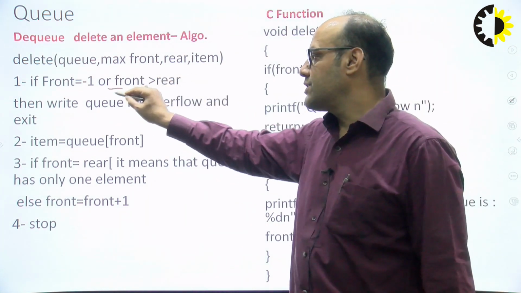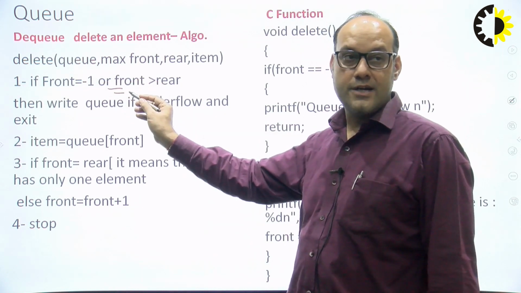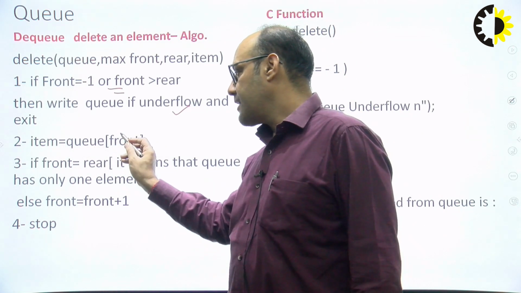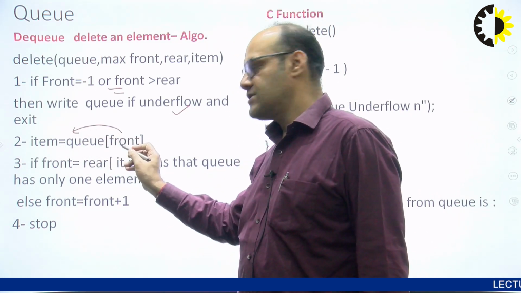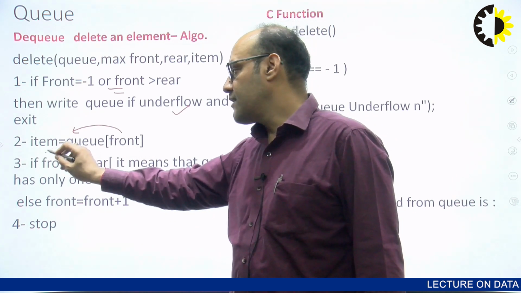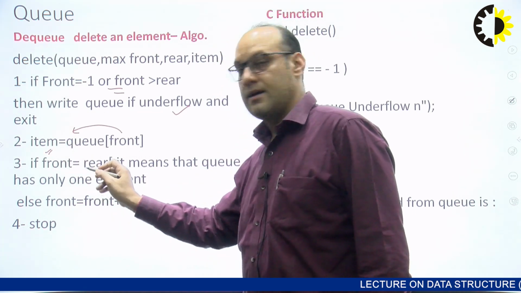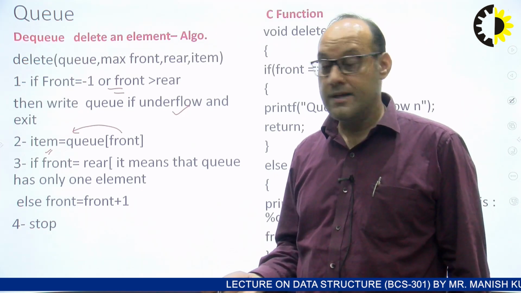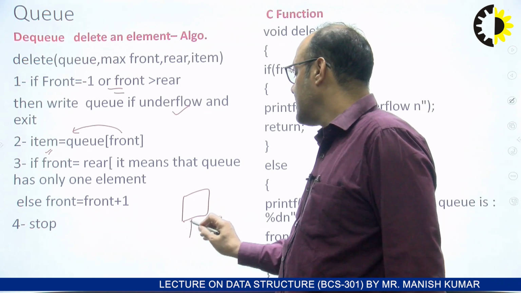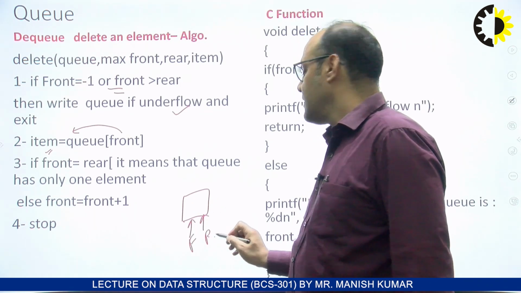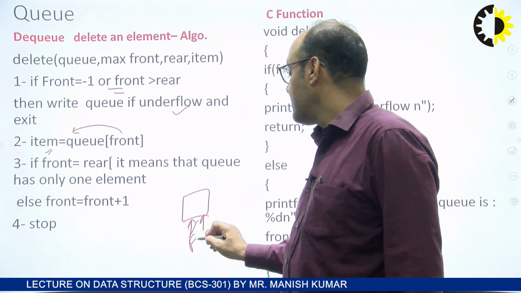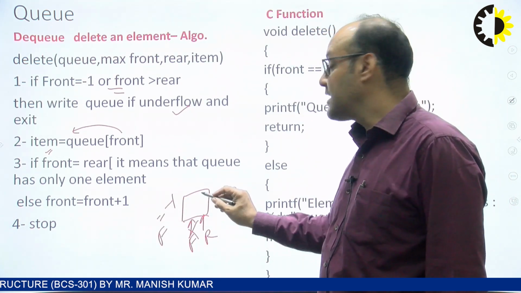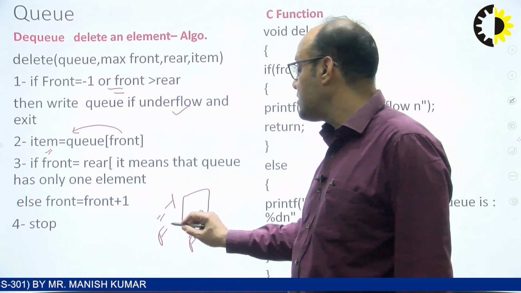We will check for underflow condition. If front is equal to minus 1 or front is greater than rear, then underflow condition will be printed, and we will take out the element which is pointing to the front. It will come to this variable item. It may be the case that the element which we are deleting is the last element. For example, this is the only one element that I have to delete, front and rear. If we delete, front will be initialized to minus 1, and the condition is that this is the last element. So our rear pointer is also pointing to this now.